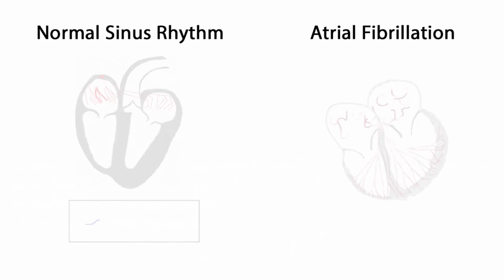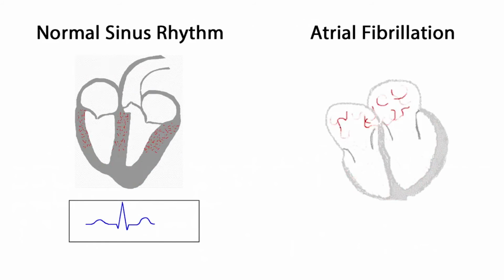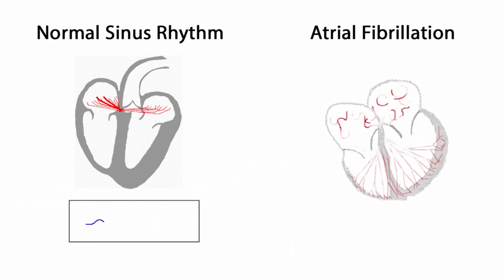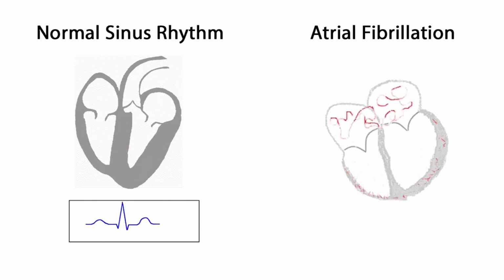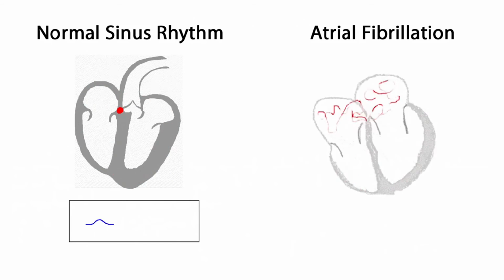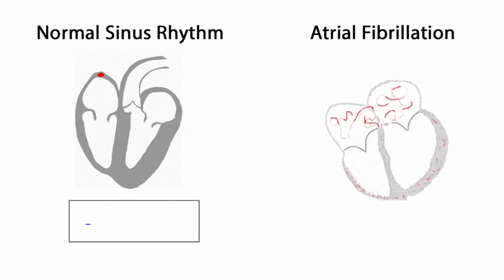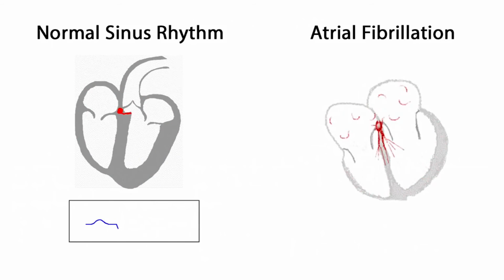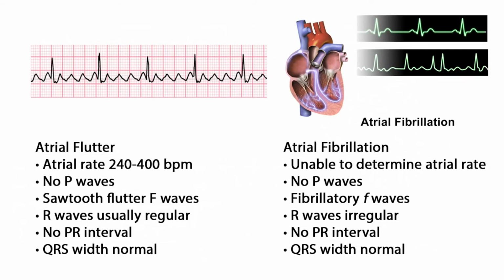Both atrial flutter and AFib are common abnormal heart rhythms. They are both types of supraventricular tachycardia, which means a rapid heartbeat occurring above the ventricles. In AFib, the heart beats fast and in no regular pattern or rhythm. With atrial flutter, the heart beats fast but in a regular pattern, the sawtooth pattern. Let's do a quick comparison to review.